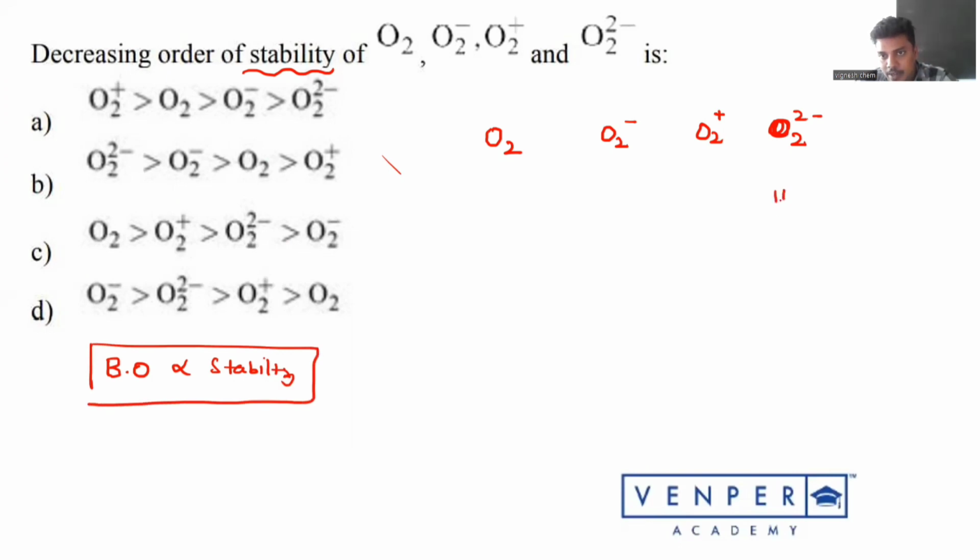See, 11, 12, 13, 14, 15, 16, 17, 18, 19, and 20. Okay, this is the electron count. Now I give you the bond order trick. It's a simple trick. Now I am going to give the bond order.